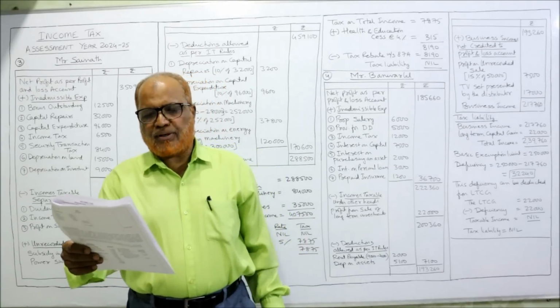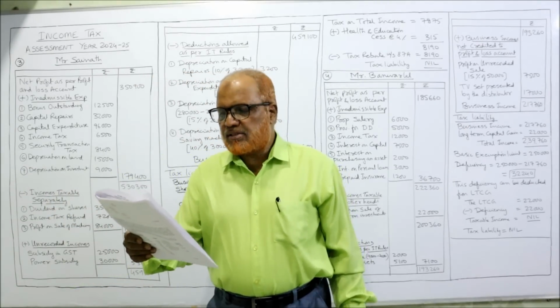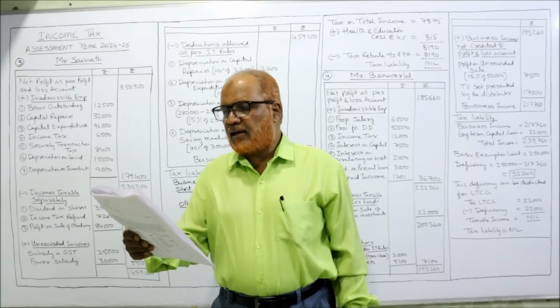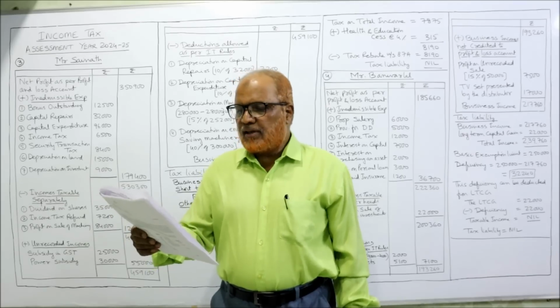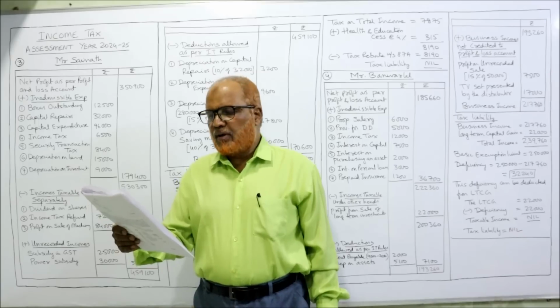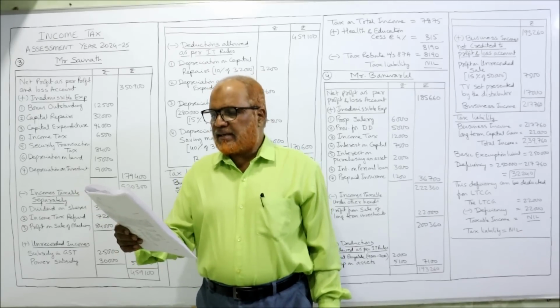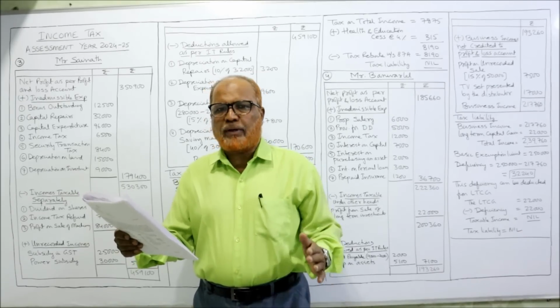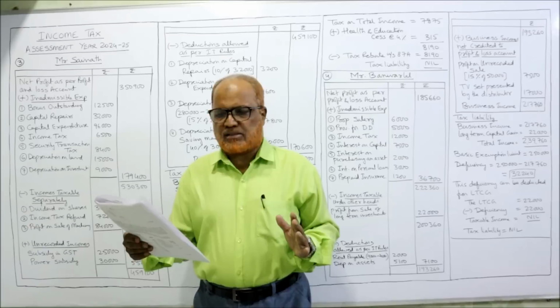Come on, see problem number 3. Mr. Sainath commenced a business unit in a backward region declared by the Government of India. The following is the summarized profit and loss account for the year ended 31st March 2024. Compute income from business and tax liability for the assessment year 24-25, our current assessment year.